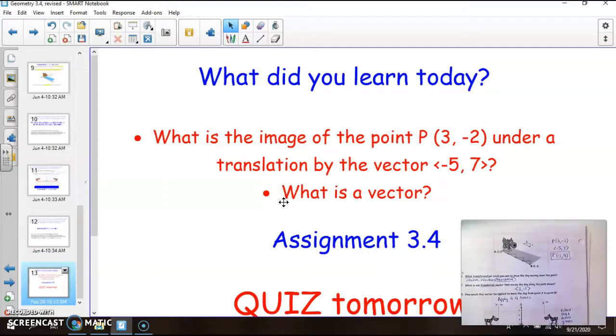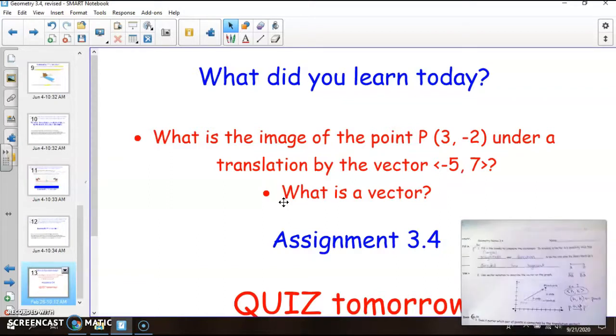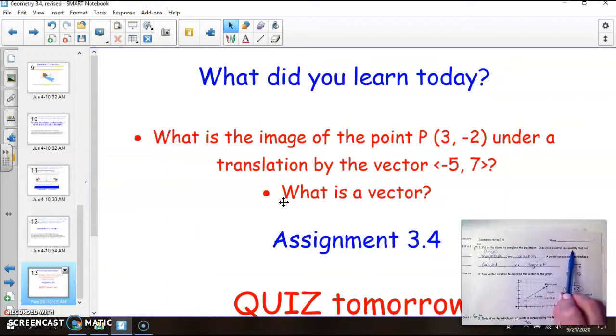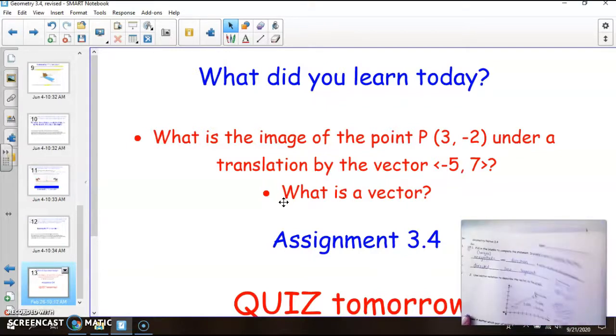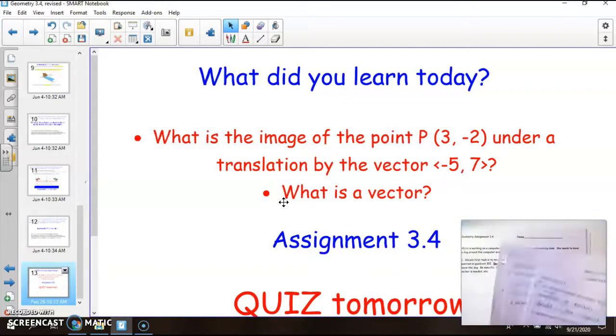So remember, what is a vector? It is a quantity that has two things: magnitude, which is length, and direction. That is really important. A couple of things I want to go over on your homework paper so you'll be clear on what the expectations are there.